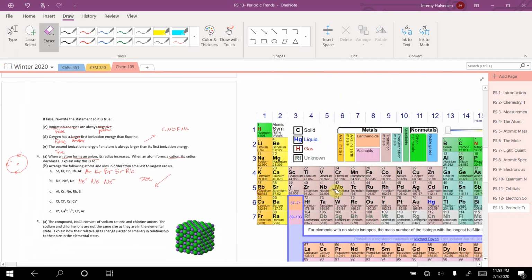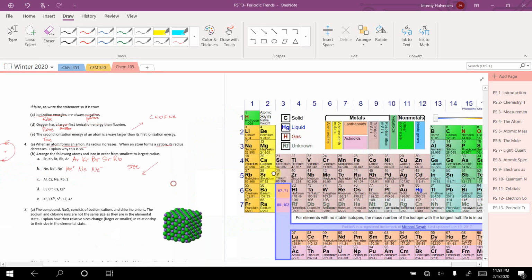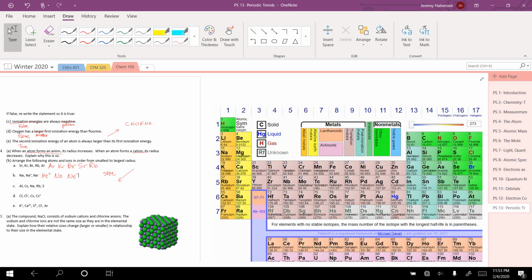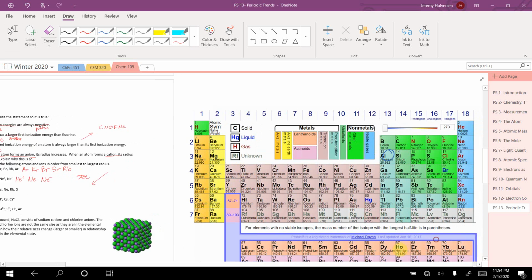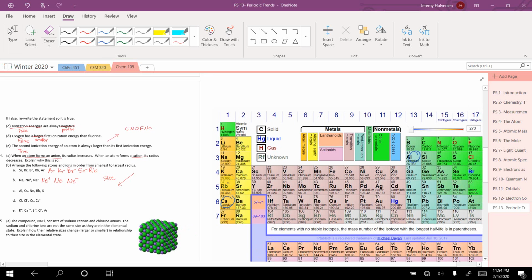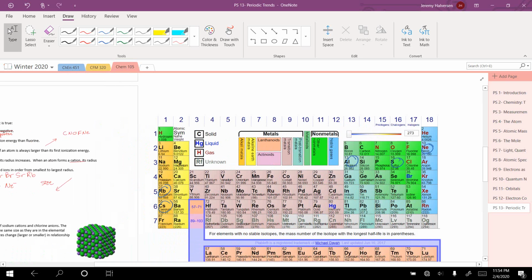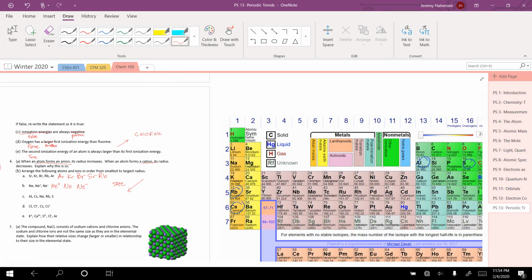Alright, this next one. Just going to look at the periodic table here. I'm going to have aluminum, cesium, neon, rubidium, sulfur. Just moving down and to the right. So smallest is going to be neon, followed by sulfur, aluminum, rubidium, cesium.